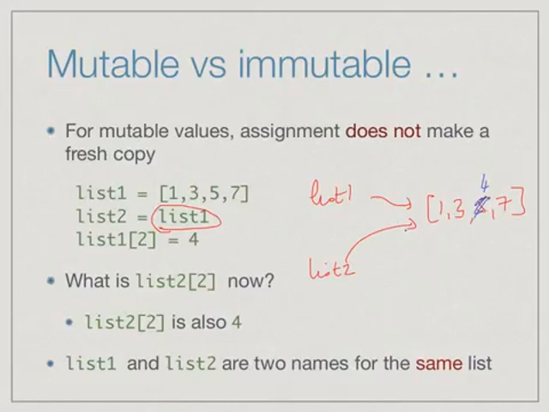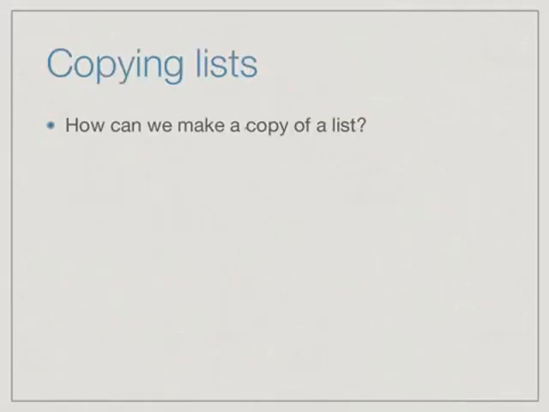For immutable types, we can think of assignment as making a fresh copy of the value. And for mutable types, assignment does not make a fresh copy, it rather makes both names point to exactly the same value. So through either name, if we happen to update the mutable value, the other name is also affected. So this is something which we will see is useful in certain situations. But what if we don't want this to happen? What if we want to make a real copy of a list?